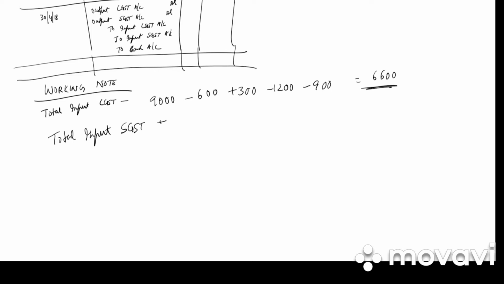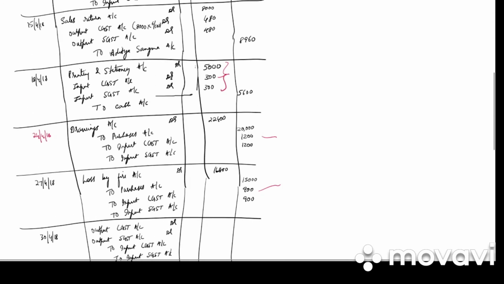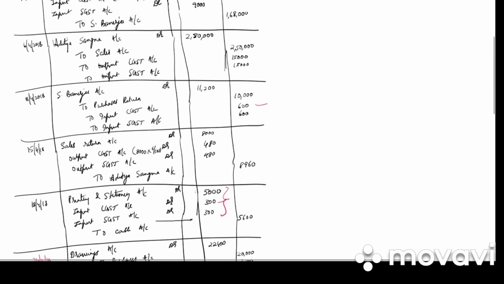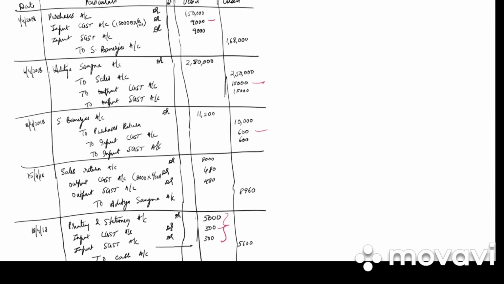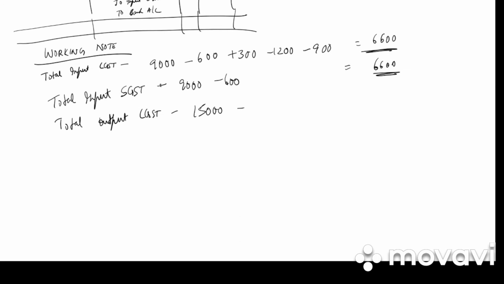Next we have total input SGST. It will be the same, 9,000 minus 600 plus 300 minus 1,200 minus 900. You need to write it again. How much do we get? 6,600. Then we have total output CGST. How much is it? 15,000 minus 480. How much do we get? 14,520.